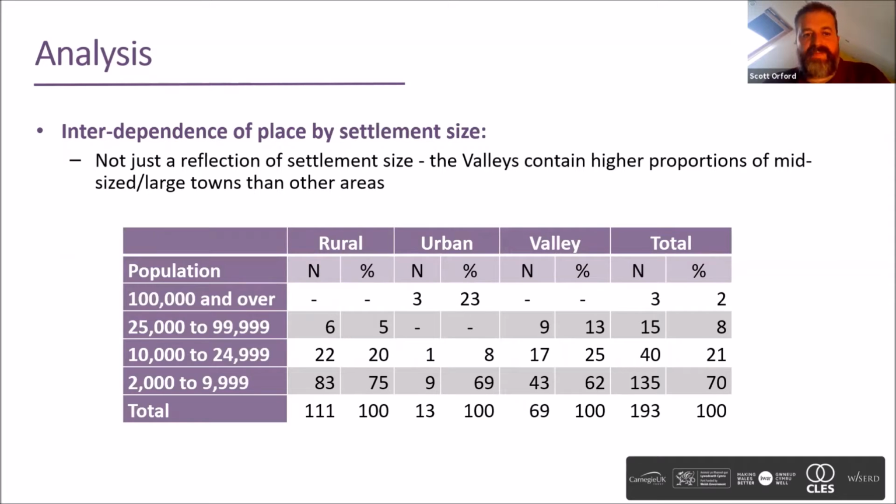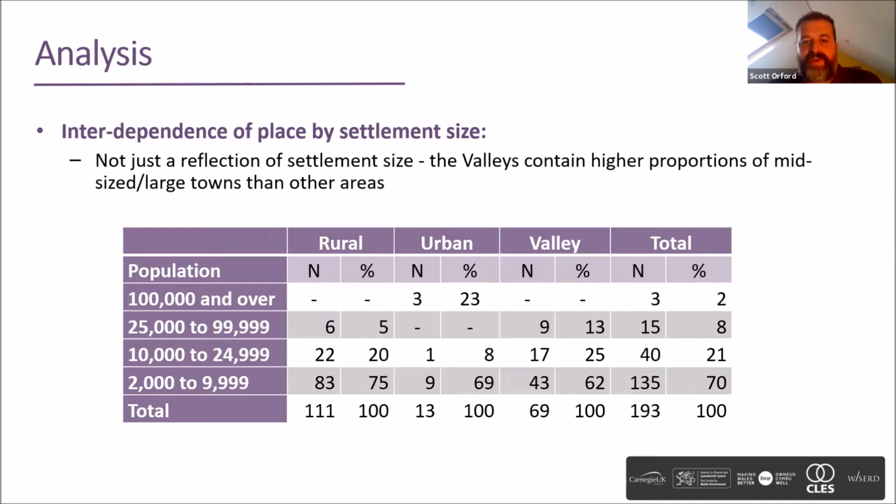Okay, so the first thing we wanted to make sure was that dependency wasn't just a reflection of settlement size. We didn't want it to be the case that the bigger settlements tend to be more independent simply because they have more assets, because they've got a bigger population to serve. So what we've done is we've used the Welsh Government's classification of settlements to classify the 193 places in our sample based on their population. And this is the classification we've used extensively on the website.